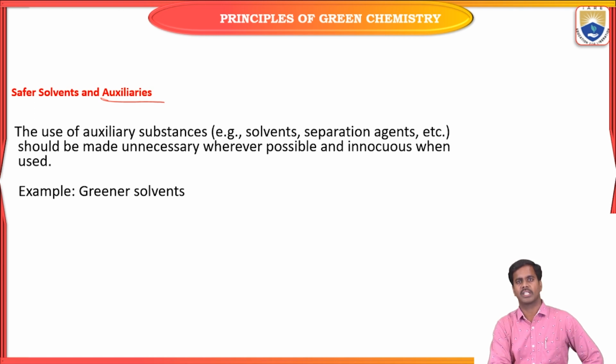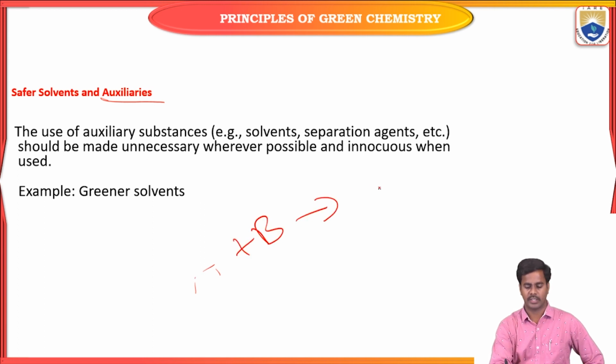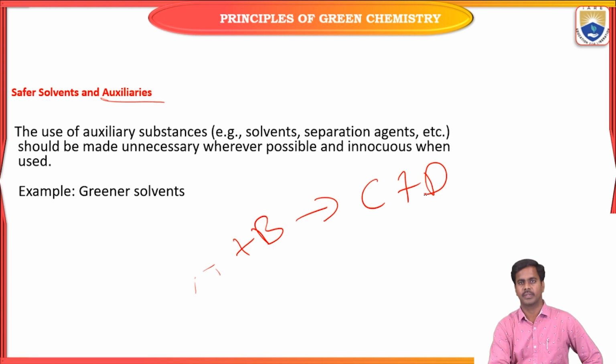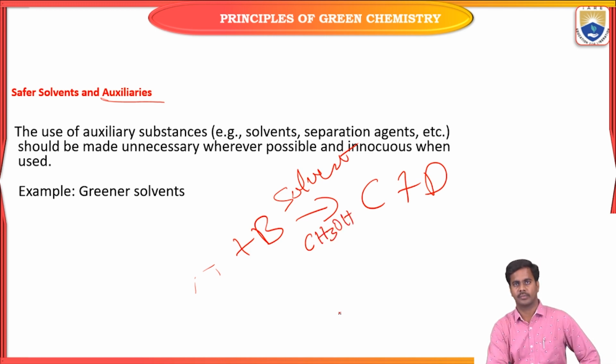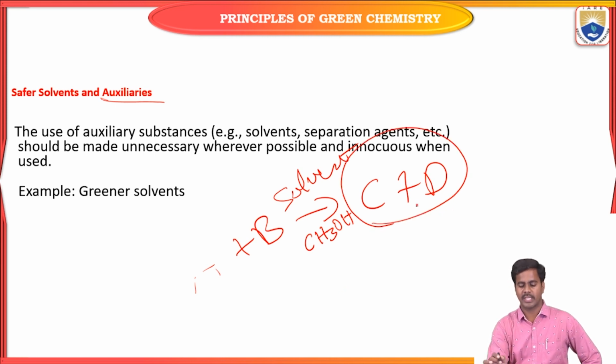If solvents remain in a reaction, suppose you take a reaction A plus B gives rise to C plus D. This reaction takes place in the presence of a solvent, like some organic solvents, methanol or chlorine. After completion of the reaction, the products C plus D contain some amount of methanol.